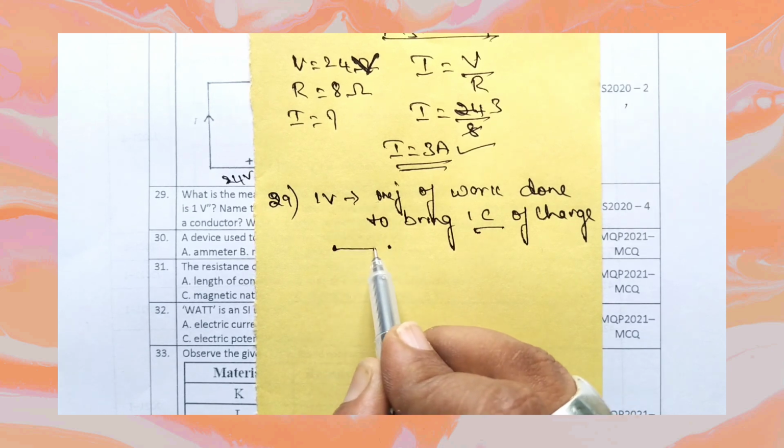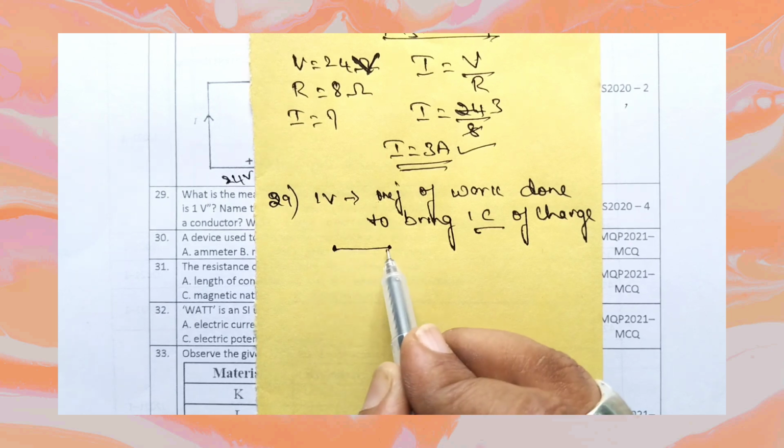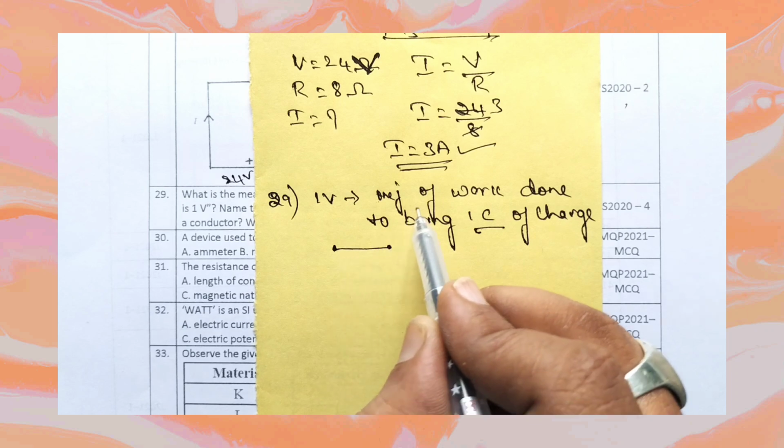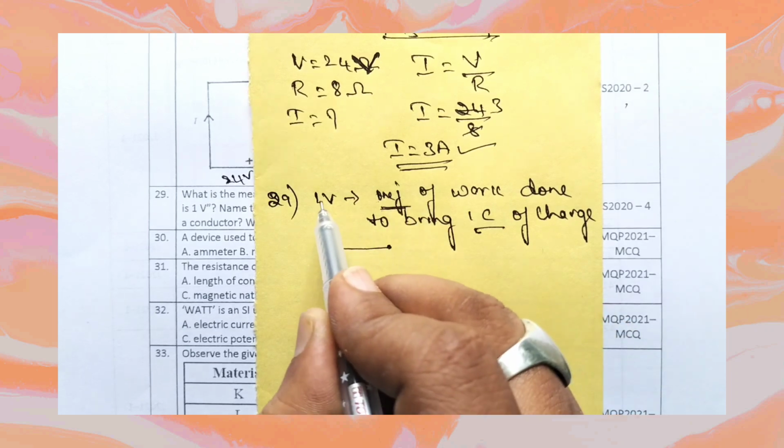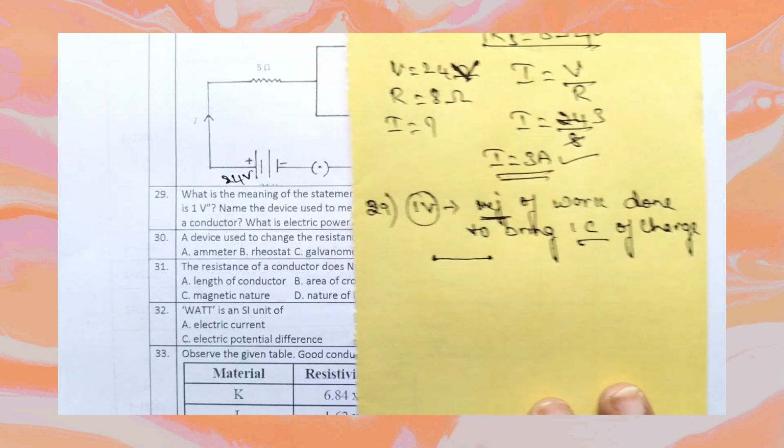If you want to bring 1 coulomb of charge from one point to another point, we have to do 1 joule of work, then the voltage is said to be 1 volt. So this is the meaning of 1 volt.